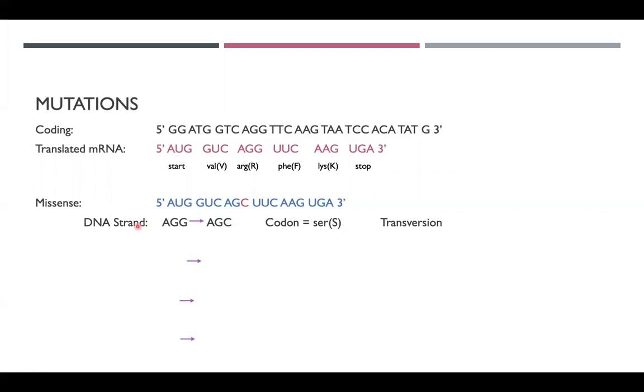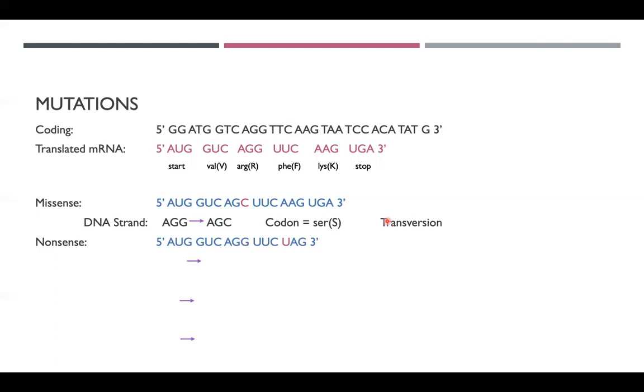So comparing it to our coding strand for DNA, we go from an AGG to an AGC. Because we have a G to C mutation, or a purine to pyrimidine, that is also known as a transversion mutation.